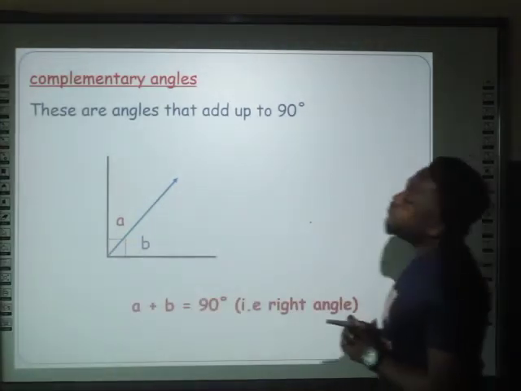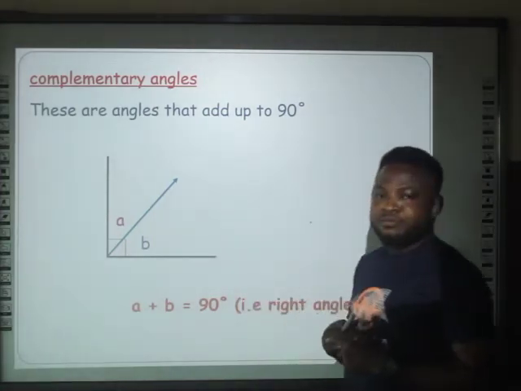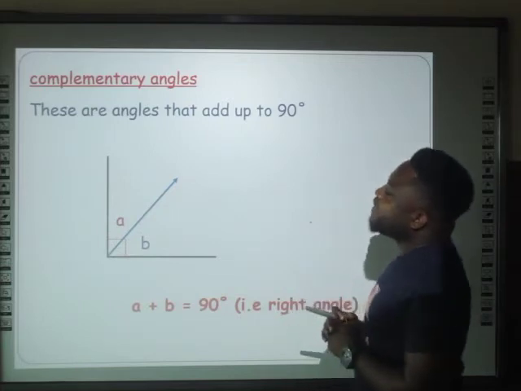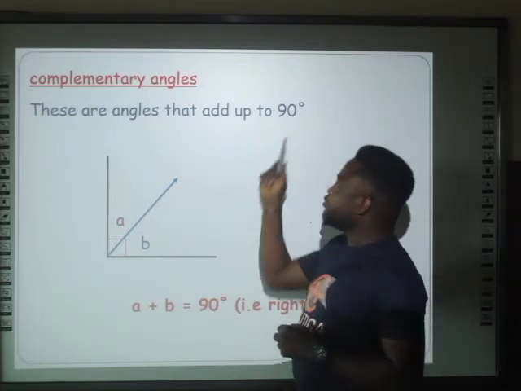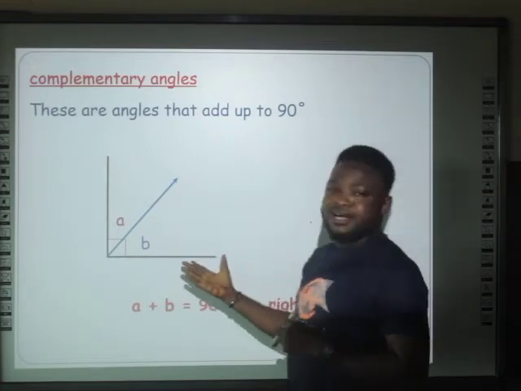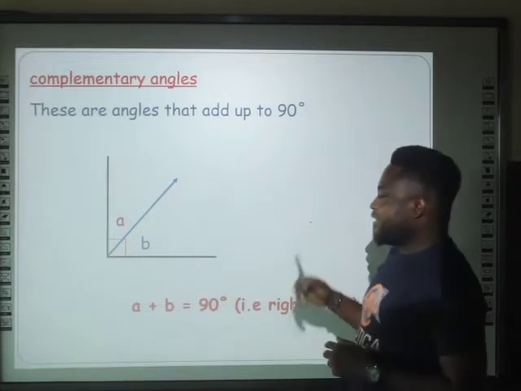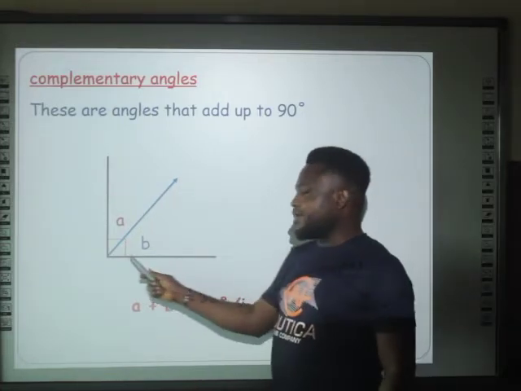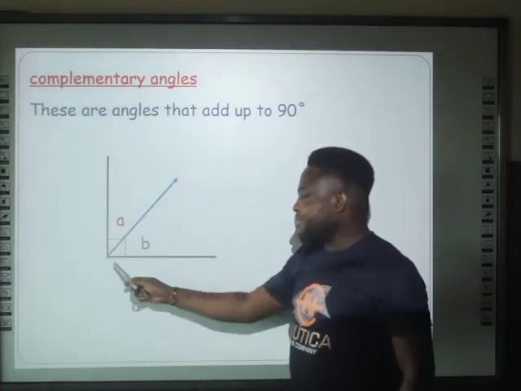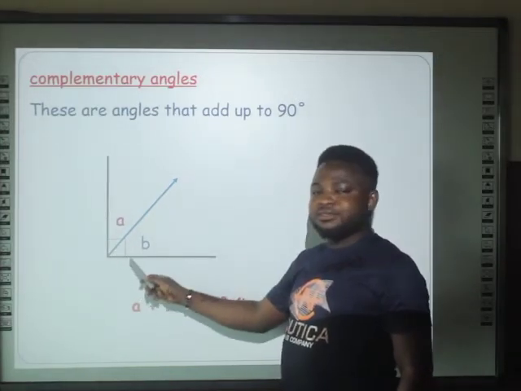Now, here we're going to look at complementary angles. What are complementary angles? Complementary angles are angles that add up to 90 degrees. This diagram will illustrate what we mean. As you can see, there is a line here, there's another line here. This is their point of intersection. That means an angle is formed.